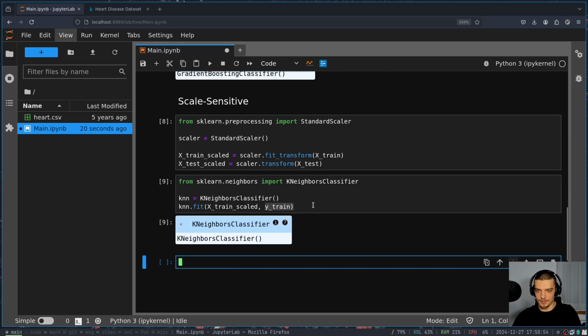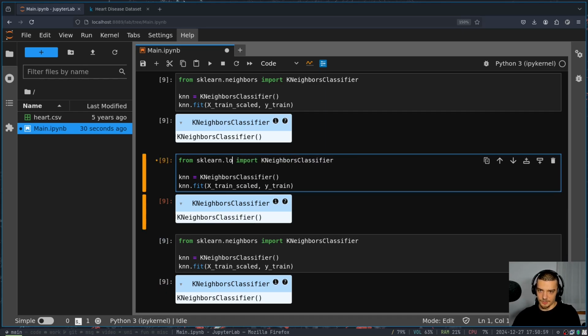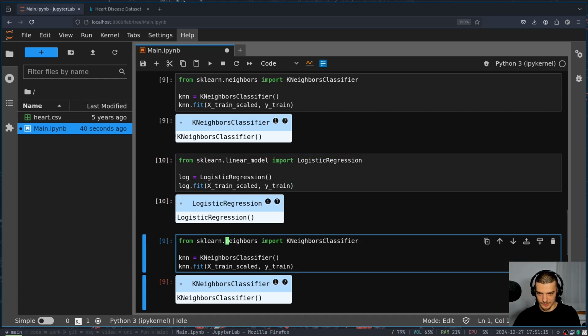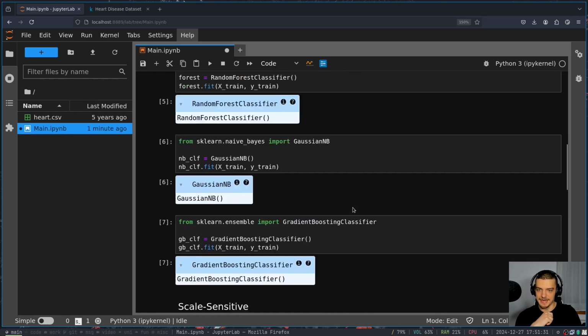So we fit the model here, then we copy this, we paste it, and we're going to also train a logistic regression. So linear model, or yeah, logistic regression. Even though it's called regression, it's actually a classification. So we're going to call this log logistic regression, log fit. And then finally, we're going to train a support vector machine, a support vector classifier, and there you go.